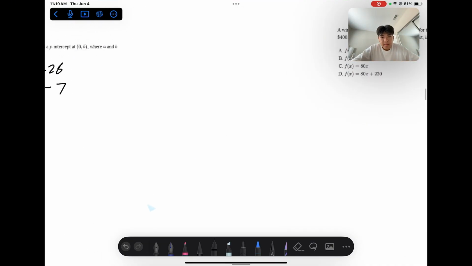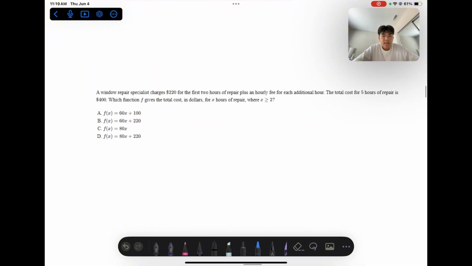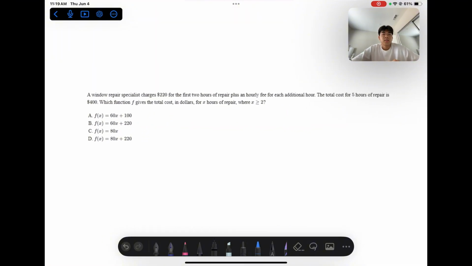Okay? Now let's look at this one. A window repair specialist charges $220 for the first 2 hours of repair plus an hourly fee for each additional hour. The total cost for 5 hours of repair is $400. Which function gives the total cost for x hours of repair?